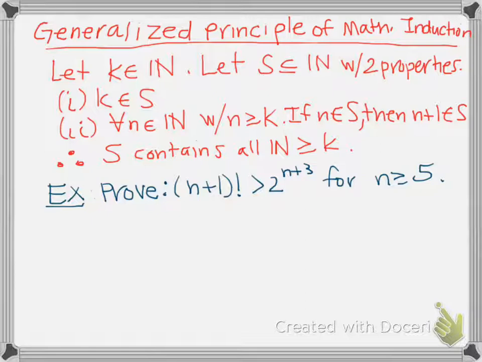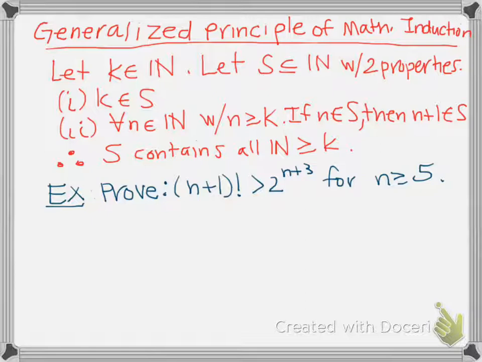This is really similar to the PMI. The only difference is that with the PMI, we assume that 1 was the first element, 1 belonged in our set, which meant it encompassed the entire natural numbers because of the inductive property. However, with the generalized principle of mathematical induction, we're starting at some value k. That's a natural number, but we're not necessarily starting at 1, because if we started at another number, then 1 doesn't have to be in our set, and we can still conduct induction on it, just making sure we stipulate that we're starting at a different number.